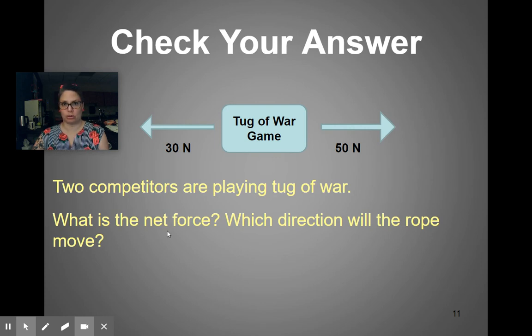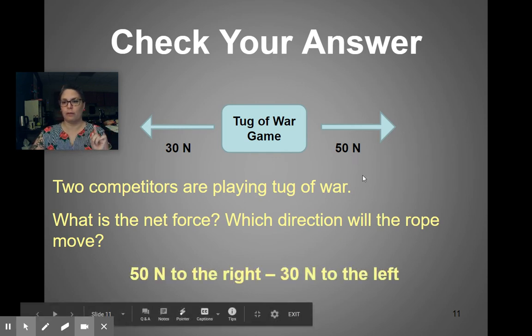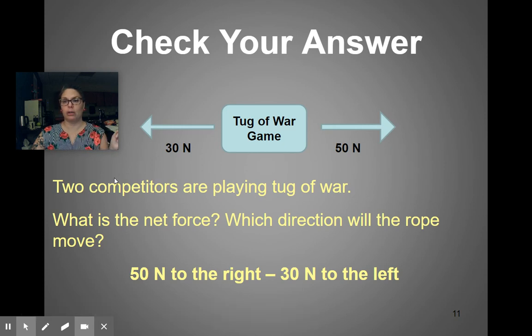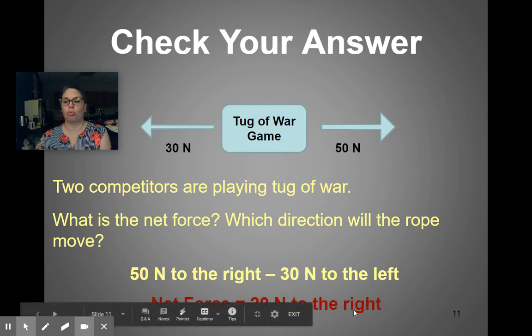So we're in opposite directions, so we're going to subtract 30 from 50, and that's only part of the answer. 50 is going to the right, 30 is going to the left. So that's 20 newtons. But which way is that rope moving, to the right or to the left? Well, whichever way there's more force. So it's going to be 20 newtons to the right.